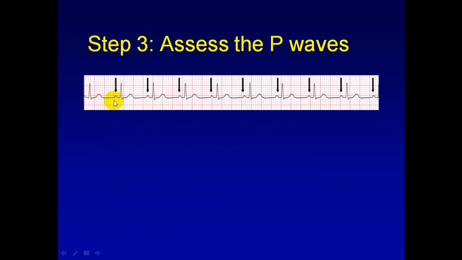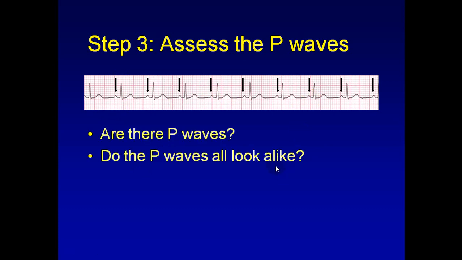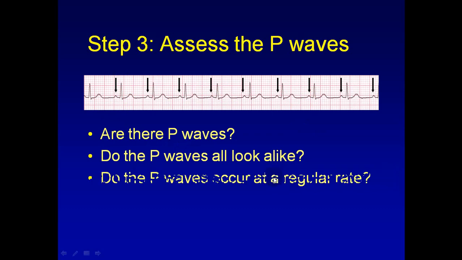Look at that, it's preceded by a QRS complex and followed by a QRS complex, and it's normal, the same shape, the same morphology, and the same duration, so it is a normal P wave. Do the P waves all look alike? Yes. Do the P waves occur at a regular rate? Yes, we can count the boxes between one P wave and the next.